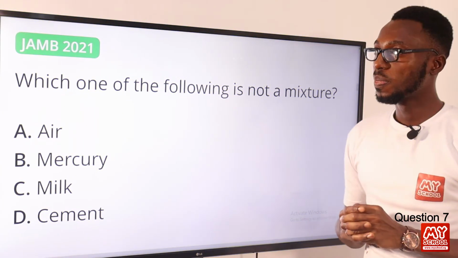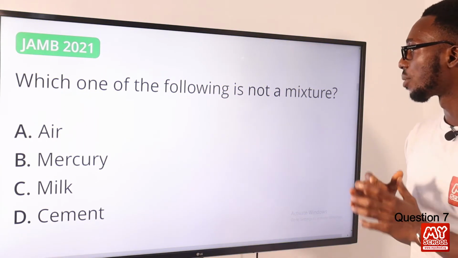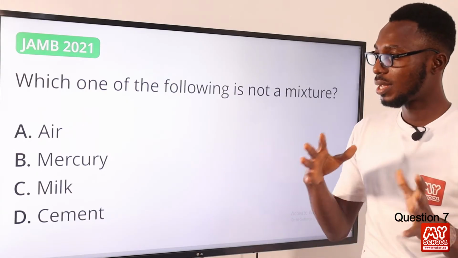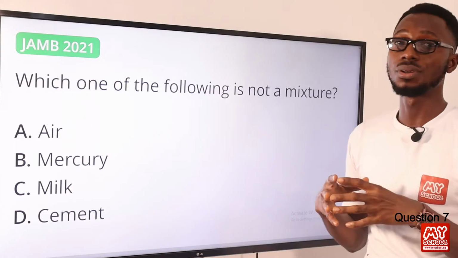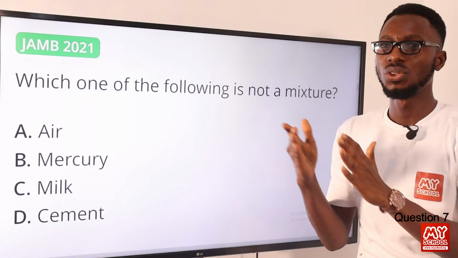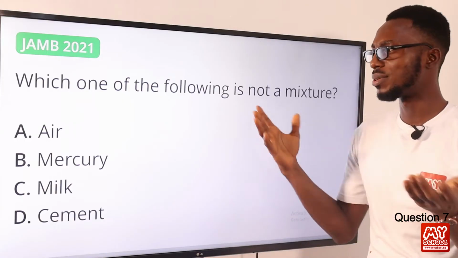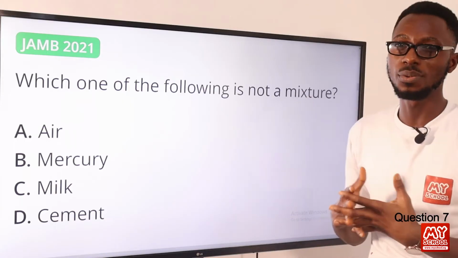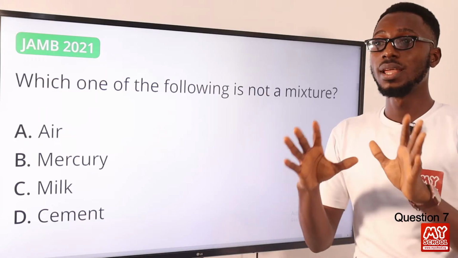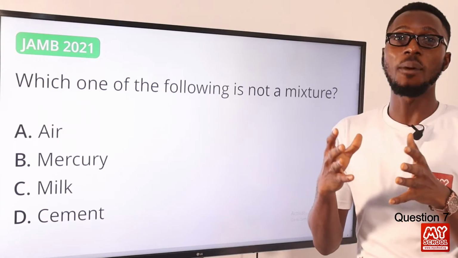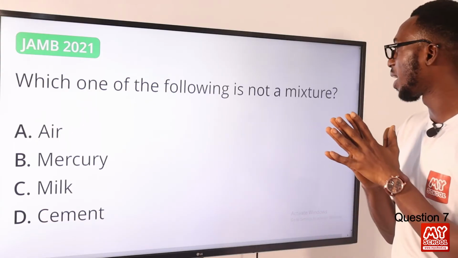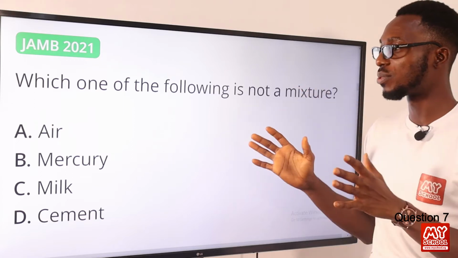Number 7, which of the following is not a mixture? All right, when you talk about a mixture, you're talking about a substance that contains constituents which you can easily separate using physical methods. They are not chemically combined together. So let's look at mixtures. What are the examples of mixtures?